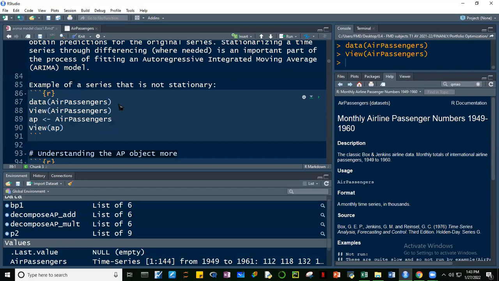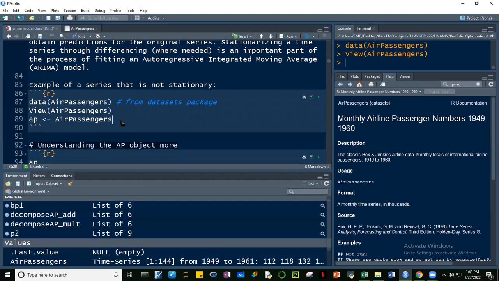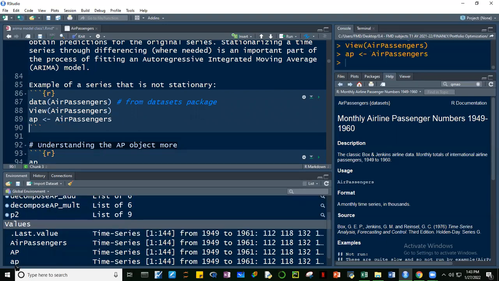Lagay ko dito, from datasets package. Okay? So, view na natin siya. Tapos, palitan natin ng pangalan, AP na lang para mas madali natin ma-access. Okay? So, tanggalin ko na yung view dito kasi pareho lang naman yan. Okay. So, let's rename the air passengers as AP. Okay. So, may AP na tayo, no?